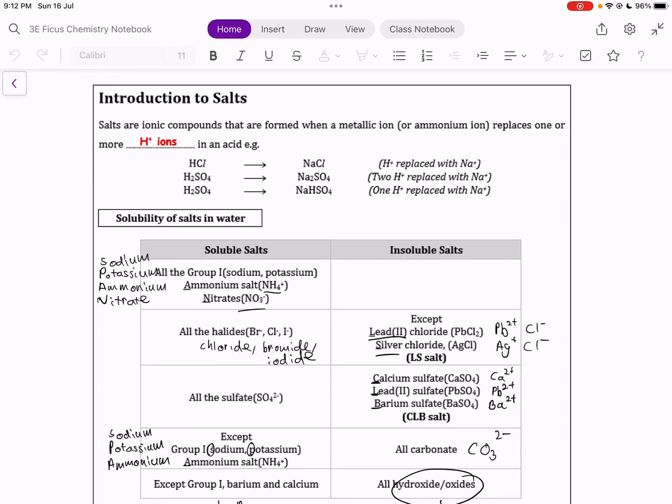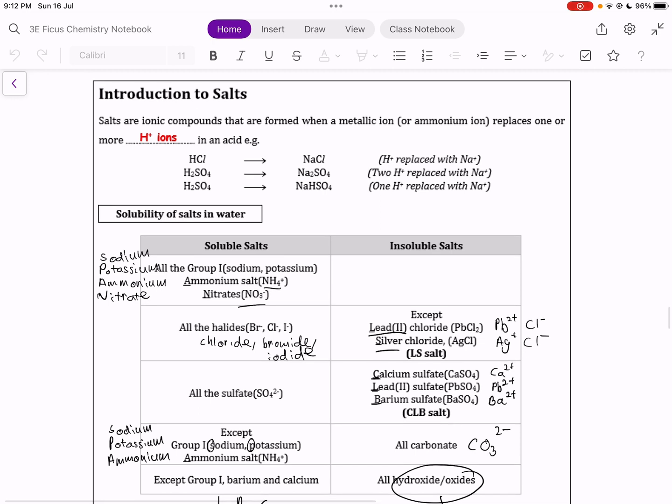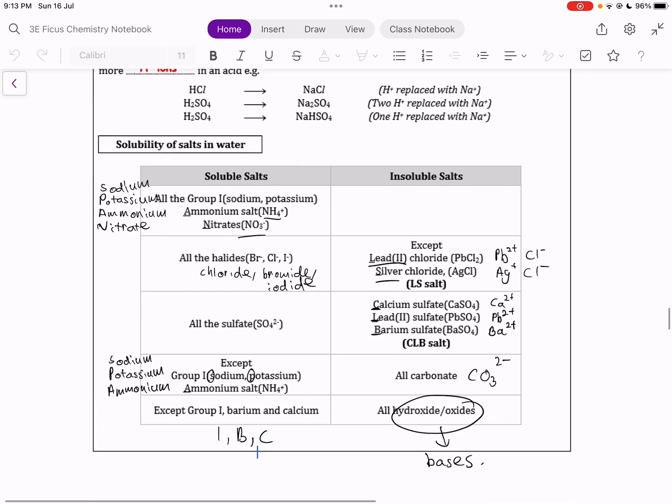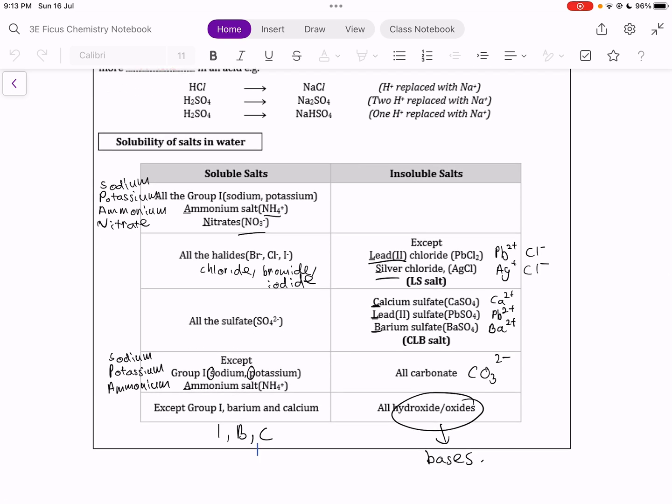Alright, good day everyone. So we are on this topic of salts. Previously, as a recap, we have covered the solubility of the salts. Let's have a look again before we go into the different salt preparation techniques.